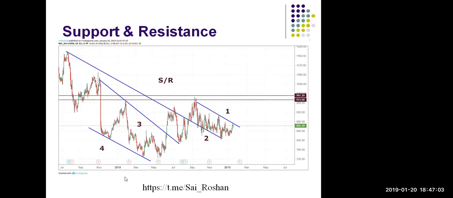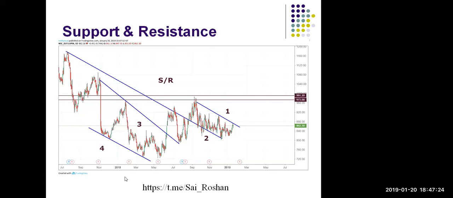Now come to the third one. It's a resistance. It started here, fell down, and once again tried to break it. It couldn't break it. Finally, once it broke it, you can see for yourself, it gave you very good movement. I would say 780 to 860 is not bad. It gave you some 80 points at least.